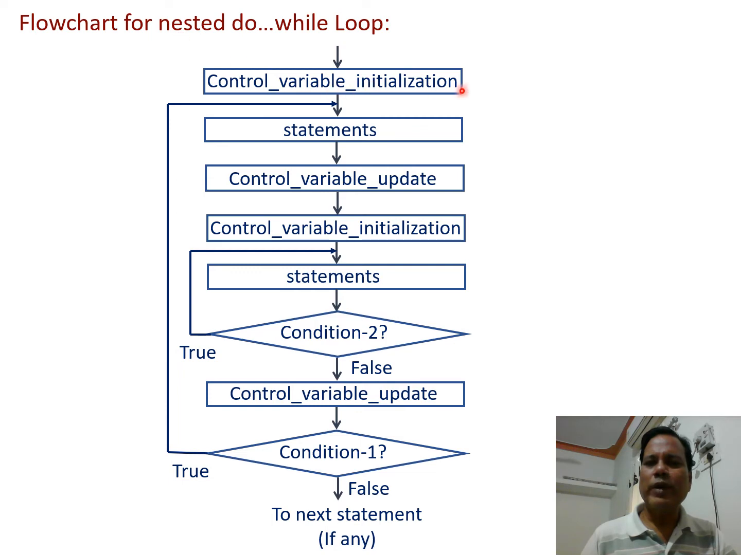So control variable initialization. Then some statements in the body of the do while loop are executed, and then the control variable is updated. Then control variable initialization, this is for the inner do while loop. And when we enter the inner do while loop, there may be some statements that are executed, and then the condition is tested.